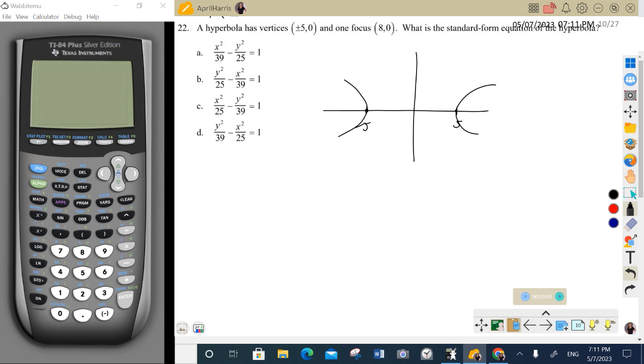Okay, so if it's opening in the x direction, because over here it also tells us the focus is at (8, 0), which would be like over here, and the focus should be on the inside of that shape. So x is the major axis, not y. So now we gotta find little a. Little a is the distance from the center to the vertex. So little a is 5. So 5 squared should go under the major axis, and that's 25, and that's all you need to know for that problem.